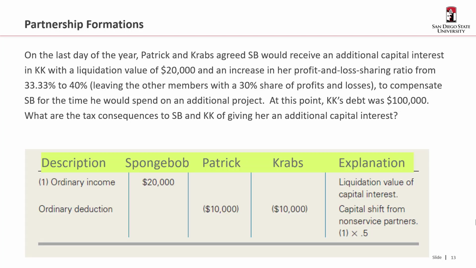So here's what the tax consequences look like, right? So SpongeBob picks up the ordinary income for his capital interest. And Patrick and Krabs, obviously they have to give something up. And what they're giving up is a share of their interest in the partnership. And so as a result, they get a deduction for that amount.